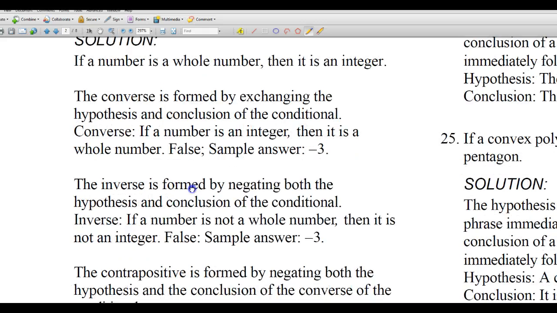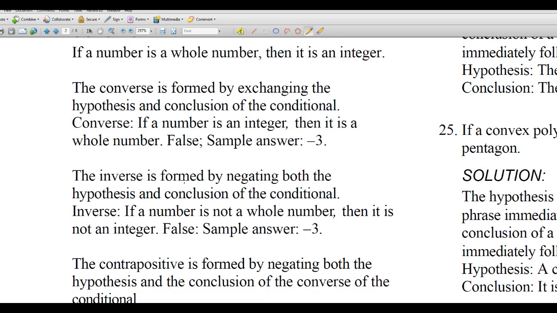The next part, we want the inverse. So the inverse is formed by negating both the hypothesis and conclusion of the conditional. So basically you put the word not in there, you negate it. So we take the original statement, if a number is a whole number, then it is an integer, and we negate both parts. So if a number is not a whole number, then it is not an integer.